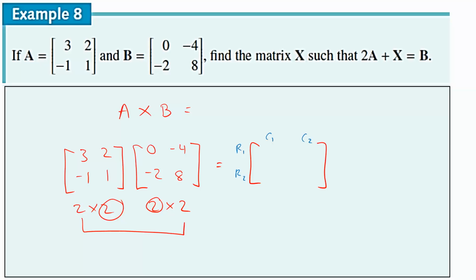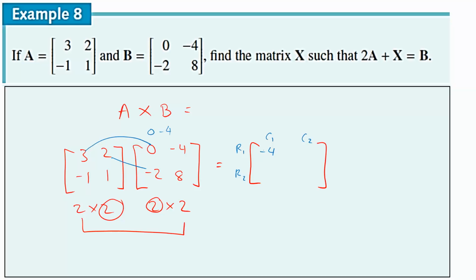All right, let's go through the answer. Row 1, column 1. What should my value be, Percy? Yep. -4 is correct. Again, 3 times 0 is 0, plus 2 times -2 is -4. 0 minus 4 is -4. Good. What's the next position?